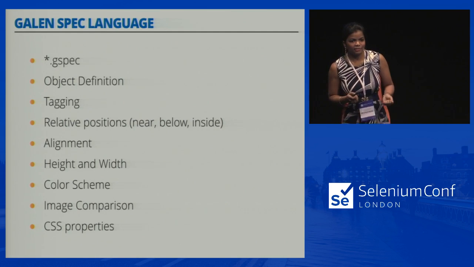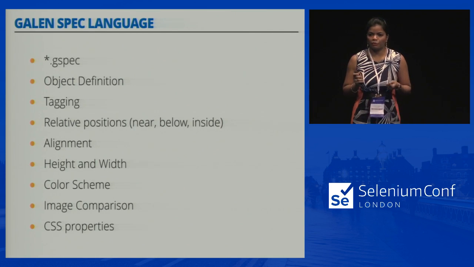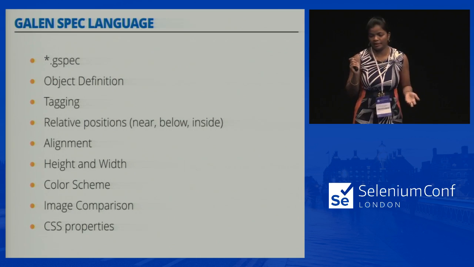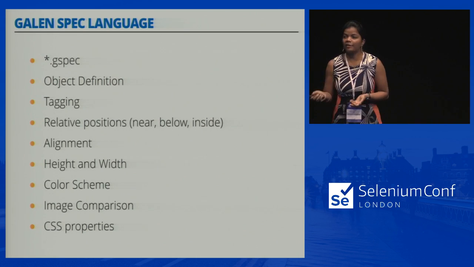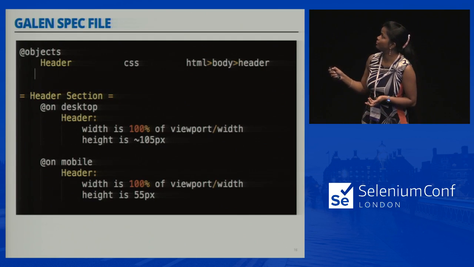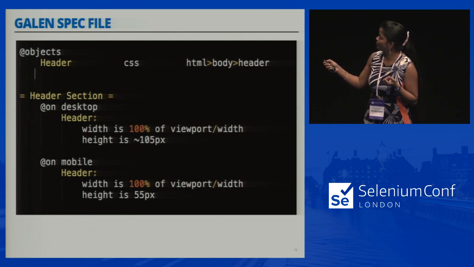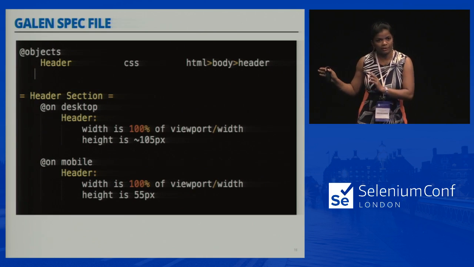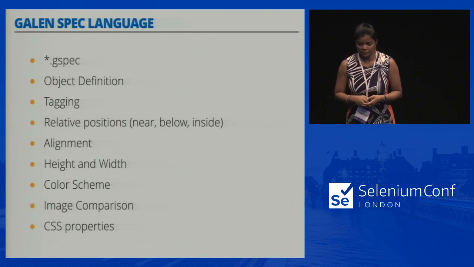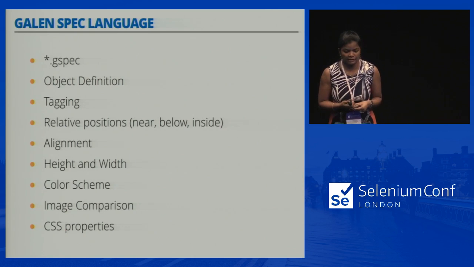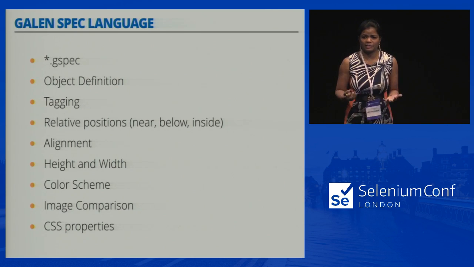So like any other framework, Galen also comes with a bunch of features and a bunch of rules. For example, all the spec files end with the extension .gspec, and we have to define the objects using the @object tag, and so on, @on. These are a bunch of rules that come with the Galen language. And the biggest benefit of the Galen spec language is you can write it as descriptive as you can.